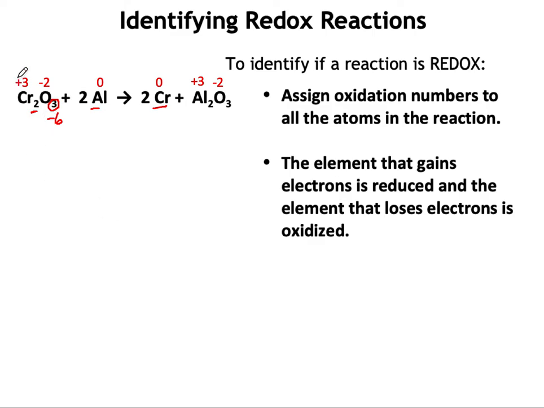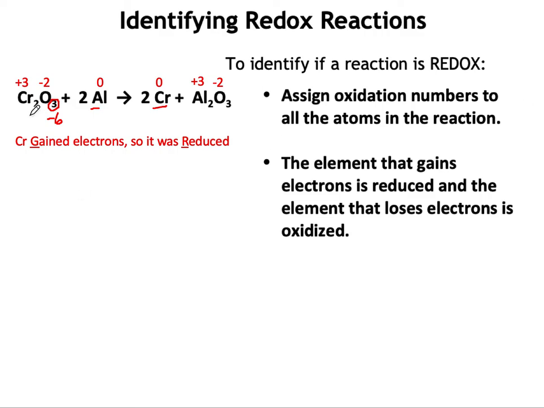We have chromium starting out at +3. Is anything happening to chromium? Well, it's turning into chromium 0, you can think of it as. So it's going from +3 to 0. Is it becoming more positive or more negative? Well, it's going down, it's becoming more negative, which means it gained electrons and was reduced.